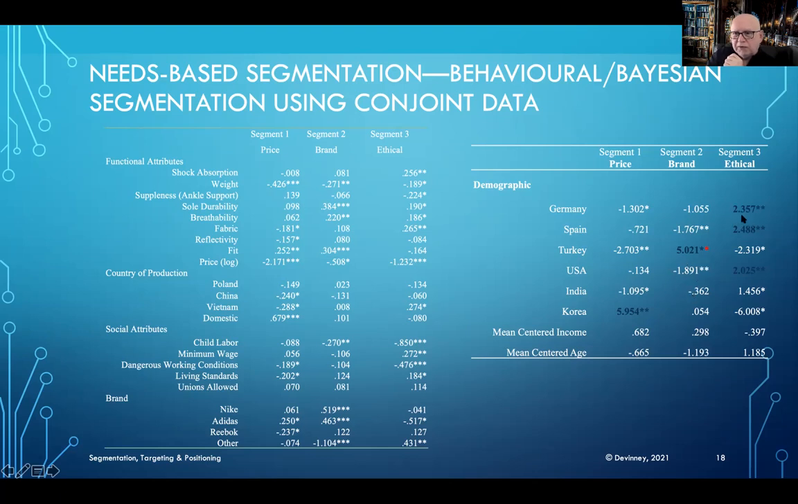But if you look at the dark ones, you can say, okay, well, suppose that I could only have one strategy in each country. Well, then it becomes clear. I would emphasize the ethics more in the Spanish and German case. I would emphasize the brand more in the Turkish case, and I would emphasize price more in the Korean case, and a bit of the ethics in the U.S. case as well.